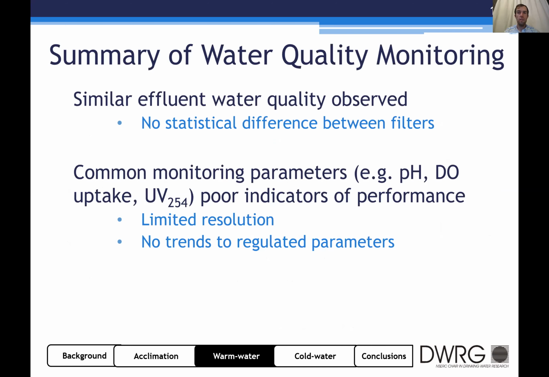So in summary, similar effluent water quality was observed, and there was no statistical difference between any of the filters. We also looked, as I mentioned, at other common monitoring parameters like pH, DO, UV254, and found that they were generally poor indicators of performance for comparison between these filters. The resolution is relatively limited. It's hard to put faith in the second or third decimal of a pH or DO probe. And there's no trends related to the regulated parameters. So if we're trying to get insight into something like THMs or HAAs, these parameters weren't able to give us those indicators that we were hoping for.